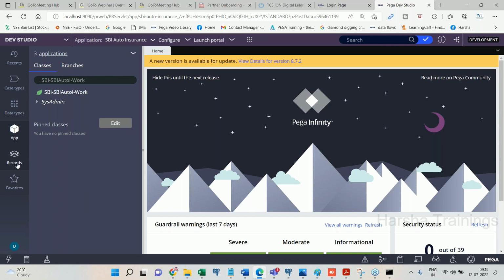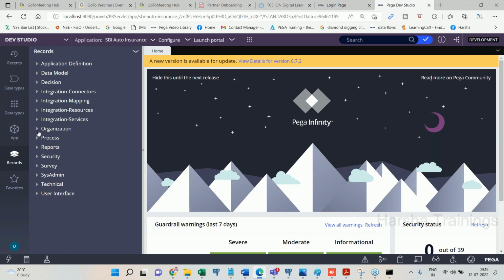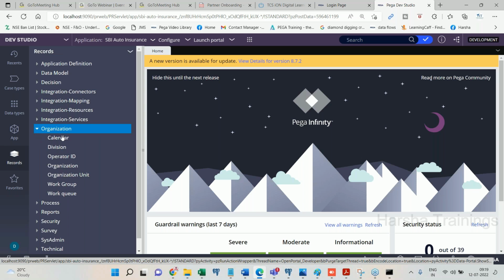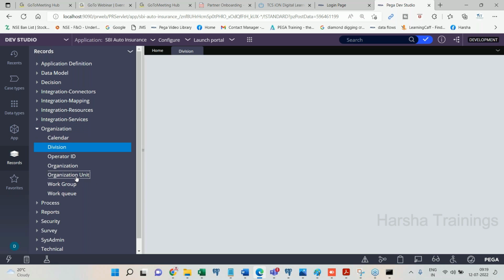Even I don't know. Okay, hold on, just one minute. You don't focus on navigation at all. That is not required actually.